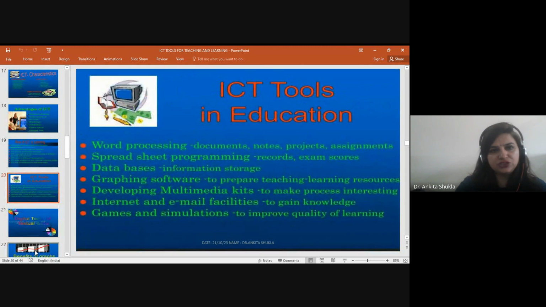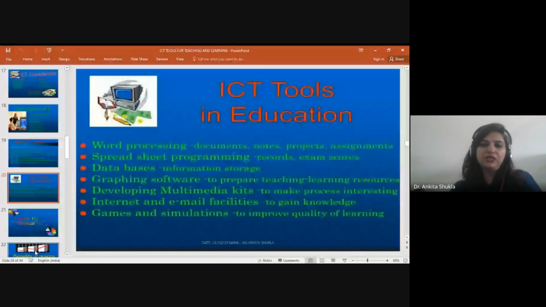ICT tools in education: word processing for documents, notes, projects, assignments; spreadsheets for records and exam scores; databases for information storage; graphing software to prepare teaching and learning resources; developing multimedia kits to make the process interesting; internet and email facilities to gain knowledge; games and simulations to improve the quality of learning.